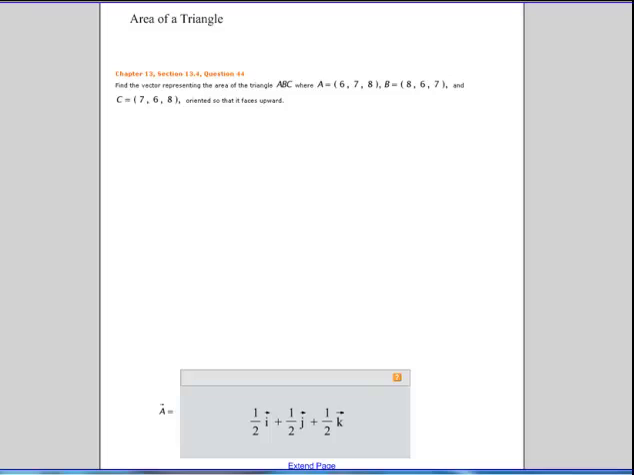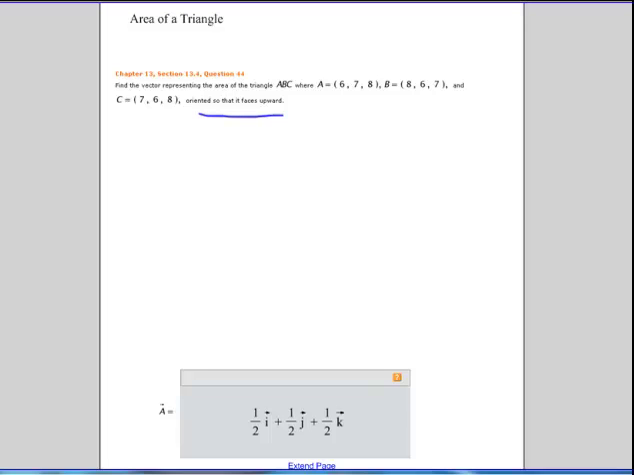All right, so in the remaining part of this video let's just do some problems so you're familiar with what types of work you might be asked to do. It says find the vector representing the area of triangle ABC, oriented so that it faces upward.